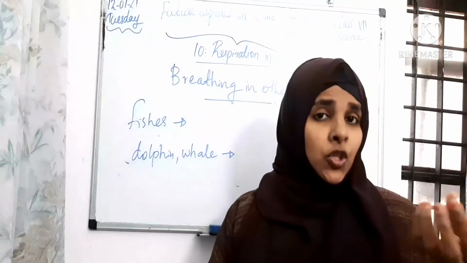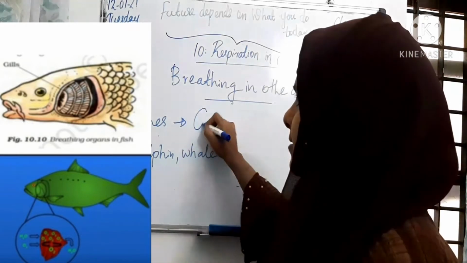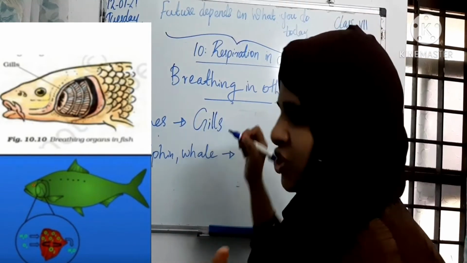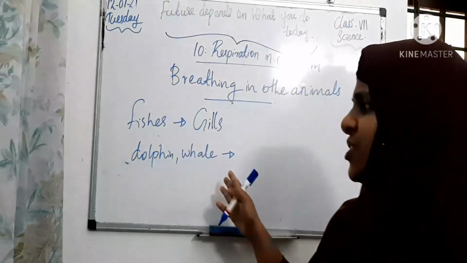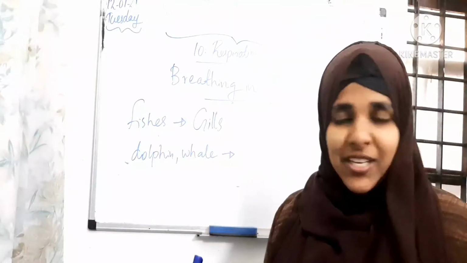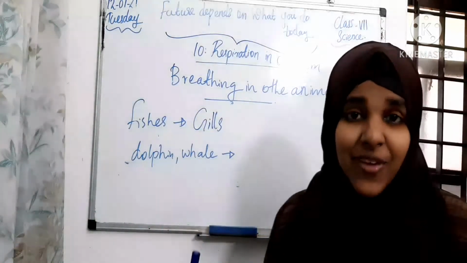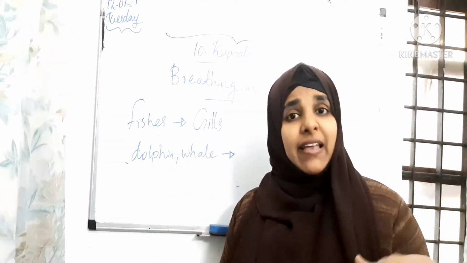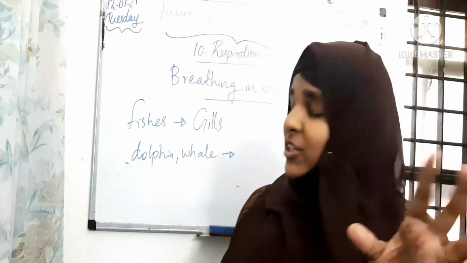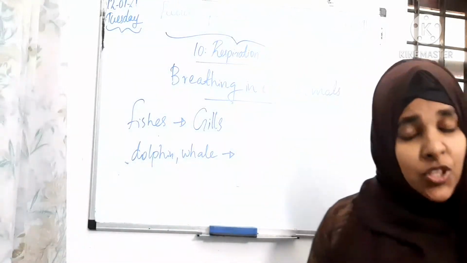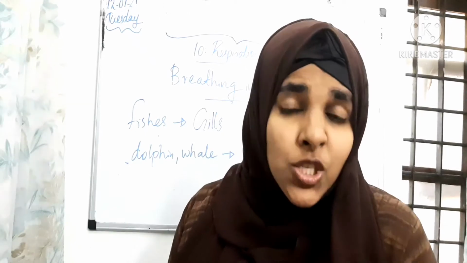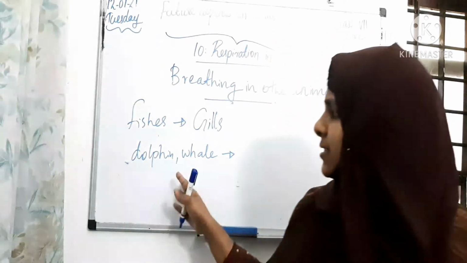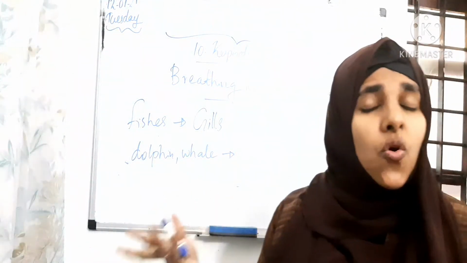Fishes breathe through their gills. A gill is a type of projection in the skin. But not all fishes breathe through gills. There are exception cases. Dolphin and whale don't have gills. Then how are they breathing? Actually, fishes breathe through gills and use the oxygen dissolved in water. But in dolphin and whale, there are no gills.